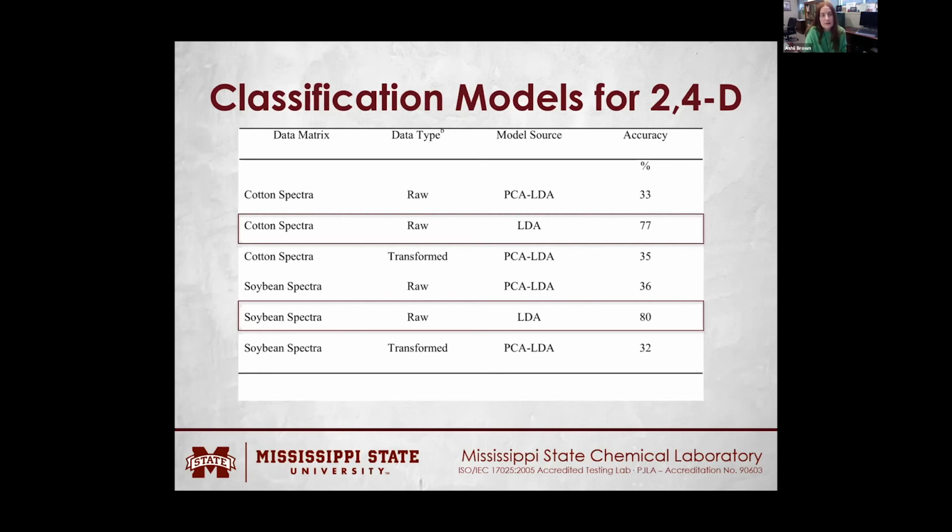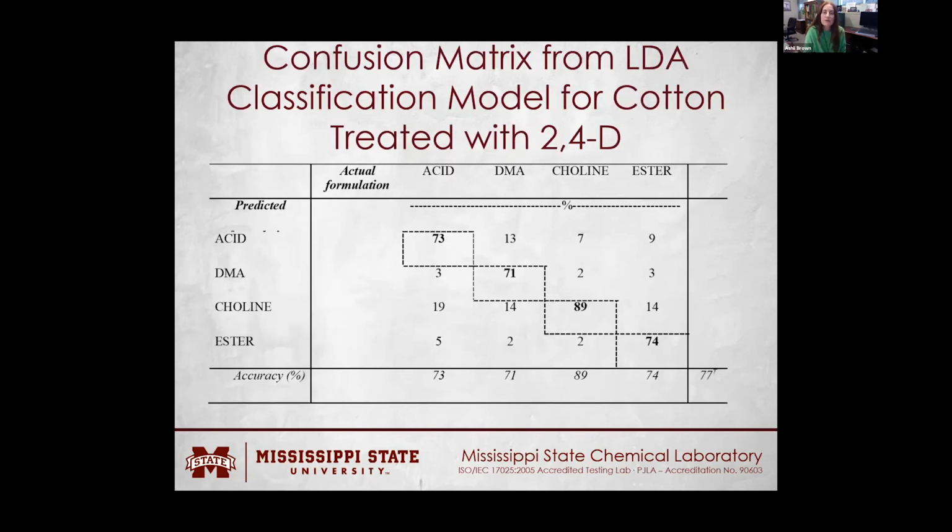Next slide. And again, if we look at the confusion matrix for predicting the models, you can see that, for instance, for the acid formulation, 73% of the time it was predicted correctly, 3% of the time it was predicted to be DMA, 19% of the time it was predicted to be the choline, and 5% of the time it was predicted to be the ester. So not perfect, but pretty good. Next slide.